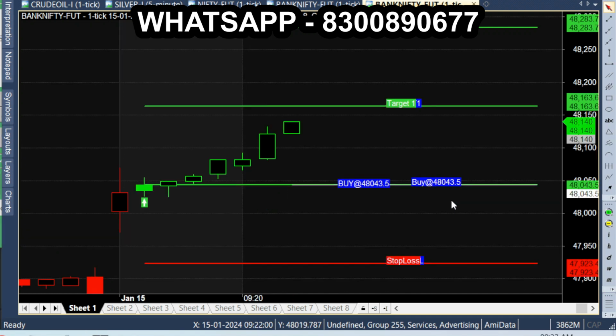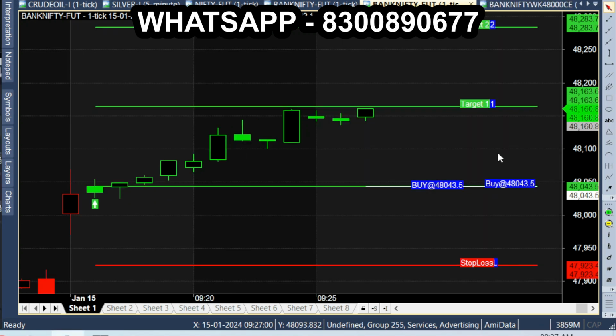In the first 7 to 8 minutes, the market broke out with 100 point momentum and continuous bullish momentum. So the market was in bullish momentum, and it broke out the first target range also. Like this, today the call was generated and broke out the target.